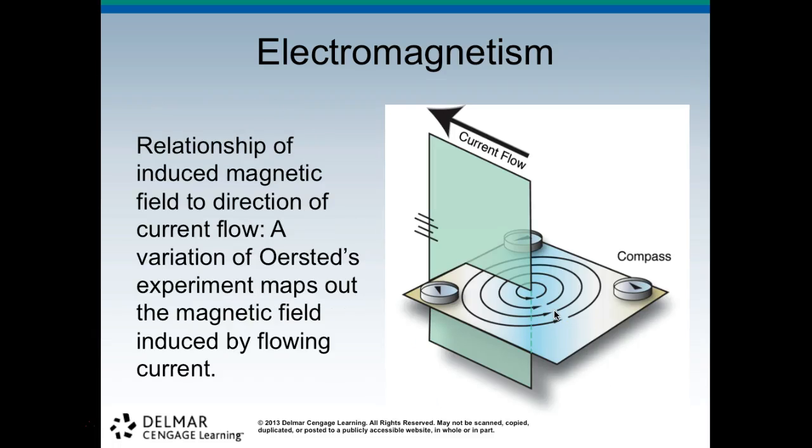Here we're looking at the relationship of the induced magnetic field to the direction of the current flow. A variation of Oersted's experiment maps out the magnetic field induced by the flow of current. You can see here how the compasses are lined up. Here is your current flow, and you can see your field around the current flow, and you can see your compasses are turning with the circle. As it comes down and around, you can see the compass pointing, and then it makes the turn here, so it's pointing there.